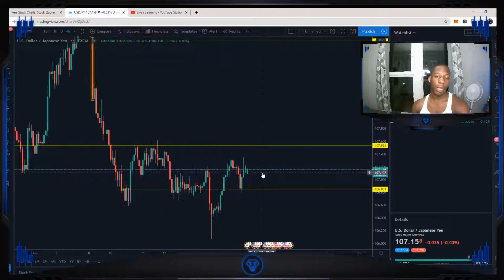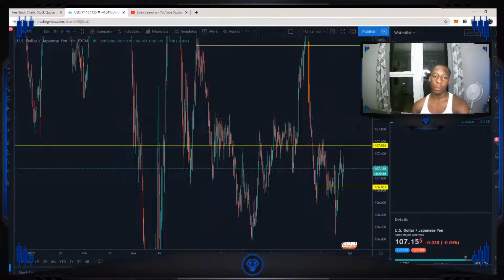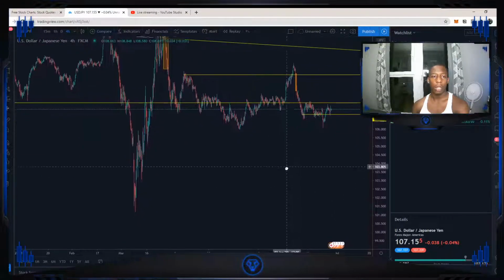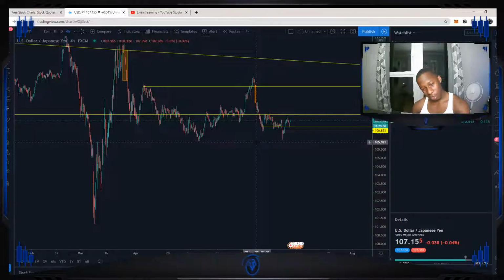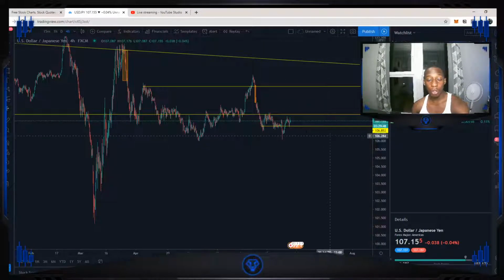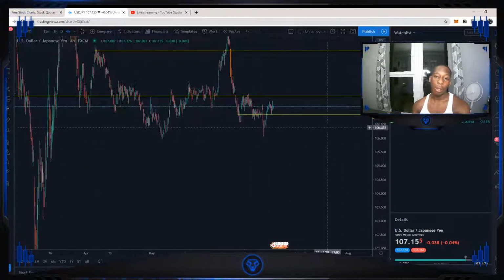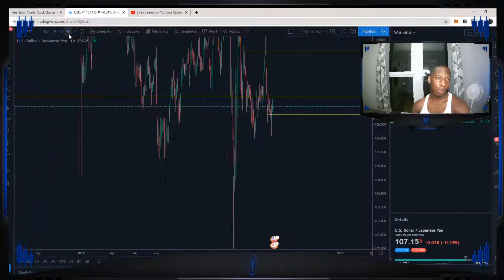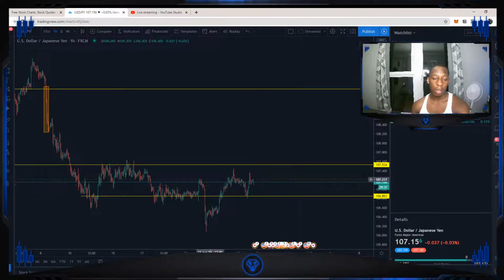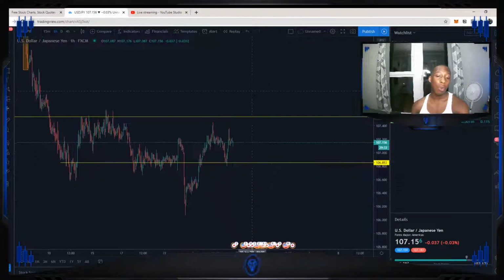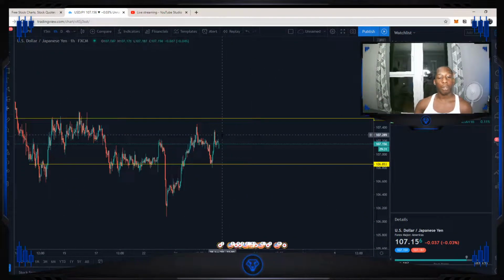So at the moment, USD JPY, we're in this little range, looking messy in my opinion. Right now, let's go into our time frame. So we got this level. However, we're in the middle. We're in the middle of what's it called?